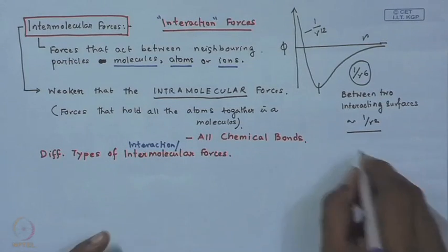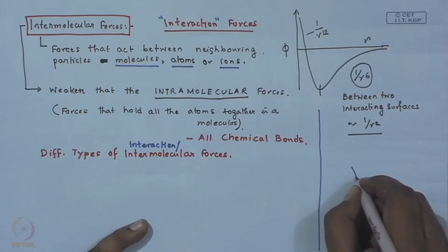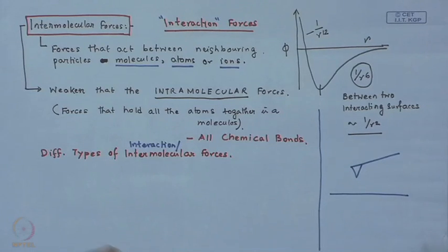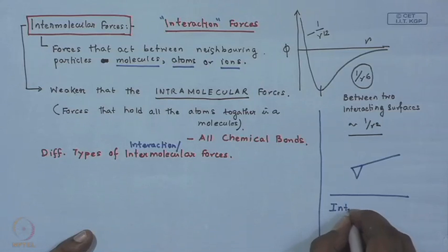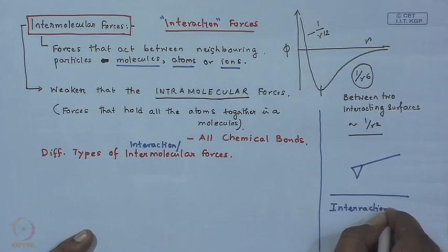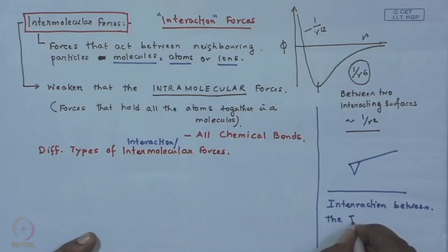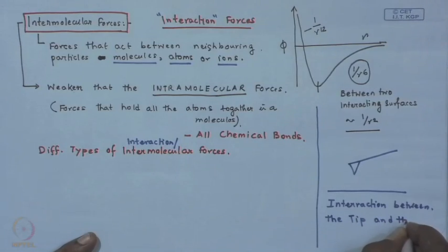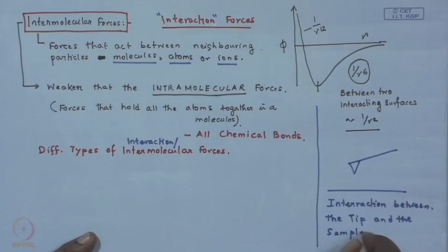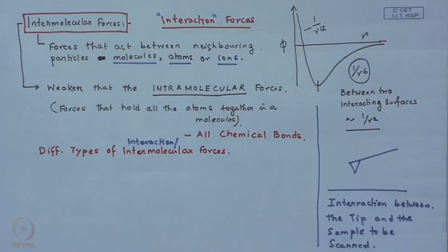You may be able to recall that when we talked about an AFM, we essentially talked about the interaction between the tip and the sample to be scanned, and therefore, we were not talking about the interaction between two molecules or atoms or ions here, but what we were talking about was the interaction between two surfaces.